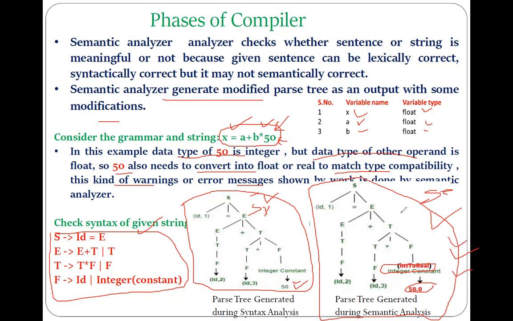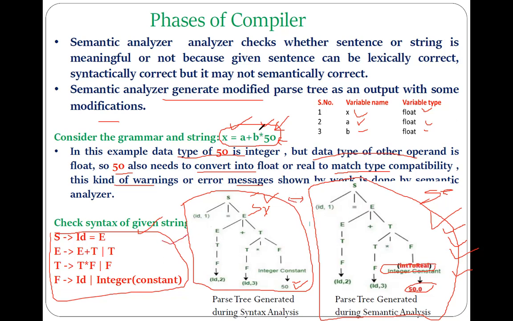Now again, in syntax directed translation, other things get added in this parse tree, and after adding those, the parse tree is referred to as an annotated parse tree, or you can also call it a modified parse tree. That part we will see next time. Here, just keep in mind this is considered a modified parse tree as an output of the semantic analyzer. So here you can understand the difference between the syntax analyzer and semantic analyzer.